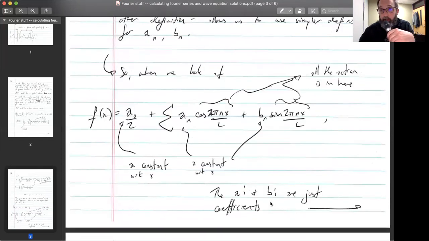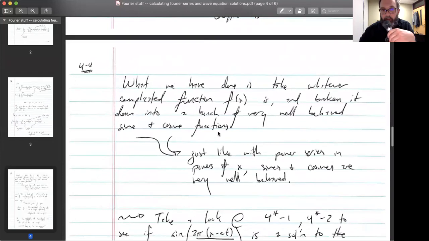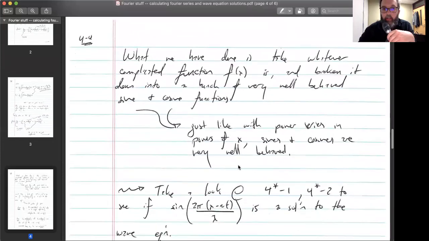Just like when we did power series in powers of x, right? We would take those derivatives, substitute in x is equal to a, divided by a factorial. That coefficient then was just some constant. And this is just me repeating exactly that.